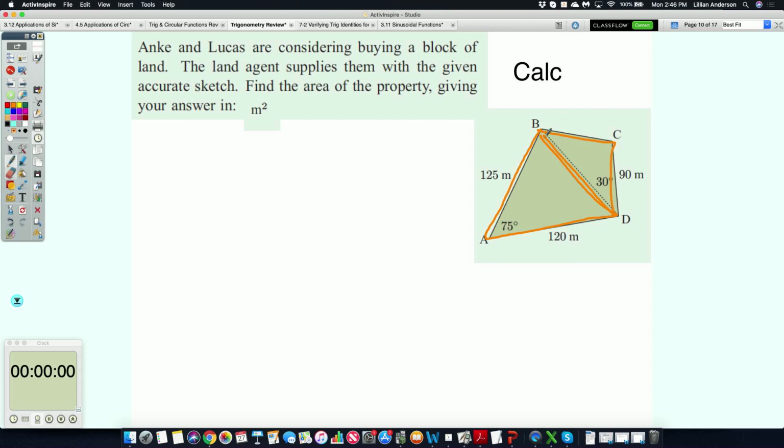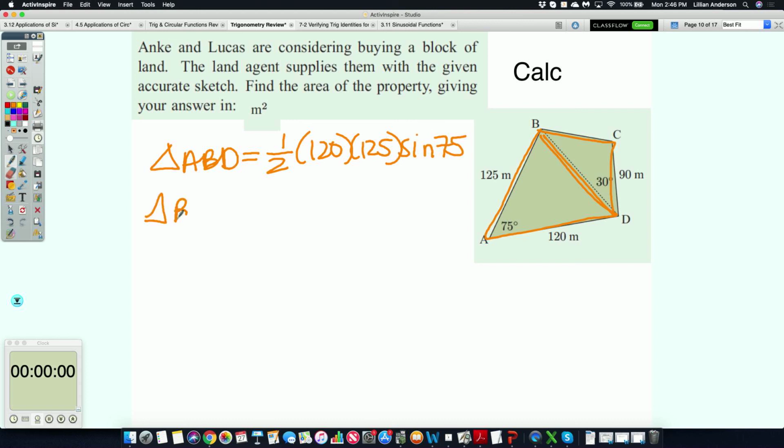Yes, and so for the triangle ABD, you can already figure out the area because you're given 2 sides, 120 and 125, and the included angle, which is 75. But for the other triangle BCD, you do not know BD, so you need to figure out what BD is. Then you'll multiply that by 90, and then you'll be able to do the sine of 30 degrees for that one. How do I find BD?